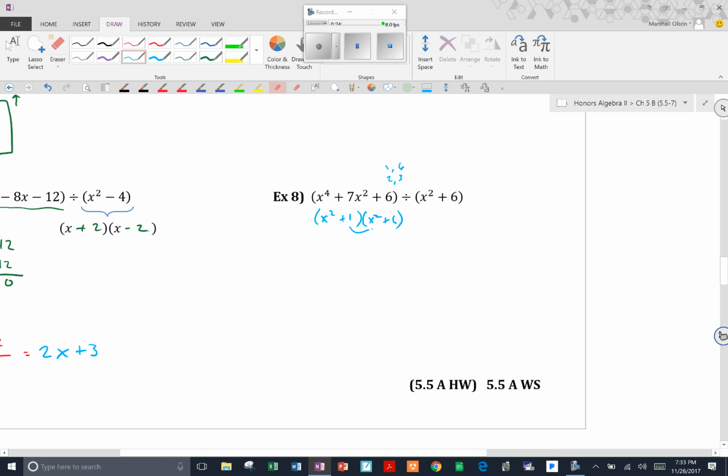Let's check it. We have x squared and 6x squared. That adds up to the 7x squared. This is what we want. And look, if we take that thing and we divide it by x squared plus 6, it's essentially going like this. And what we're left with is x squared plus 1.